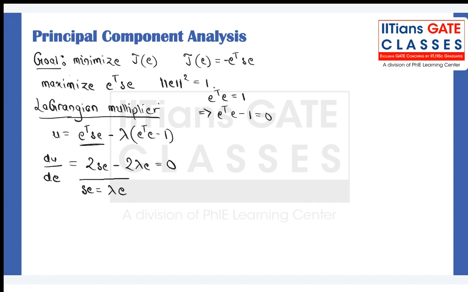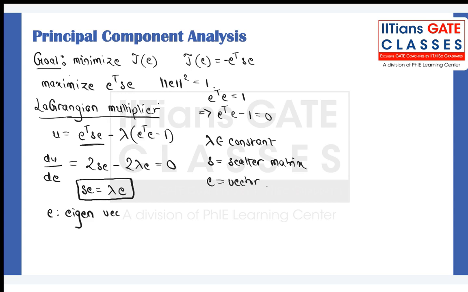Now look at this equation very carefully. Lambda is a constant. S is your scatter matrix. E is your vector. So if you have learned eigenvalues and eigenvectors, S is a matrix. Eigenvalue and eigenvector says that if you multiply a matrix with a vector, in this case S times E, it is nothing but the same as taking that vector E and multiplying it with lambda. So your entire spread of data, which was in your scatter matrix S, can be mapped to the unit vector E multiplied by an eigenvalue lambda. So my E here is my eigenvector and my lambda is the eigenvalue.